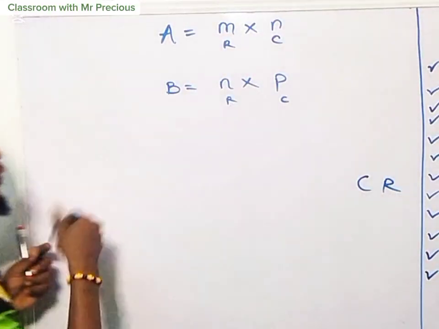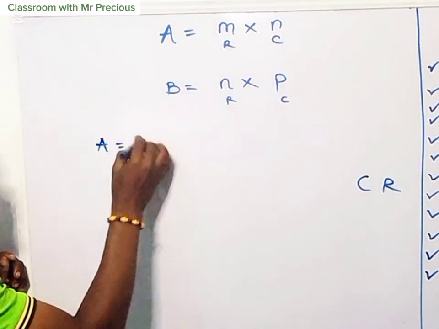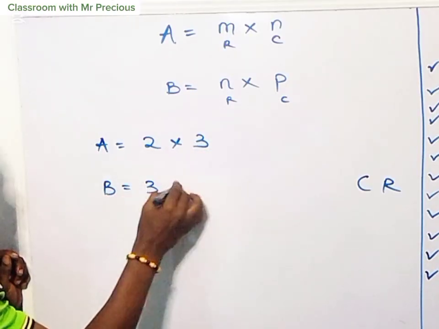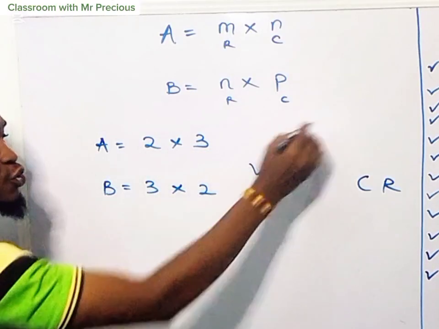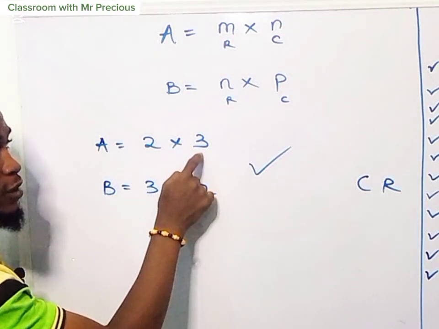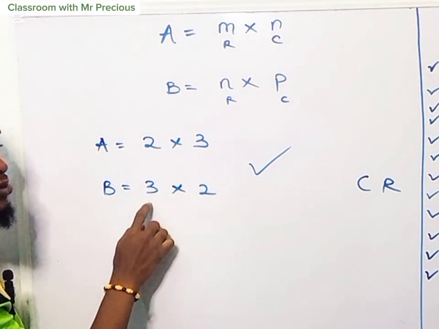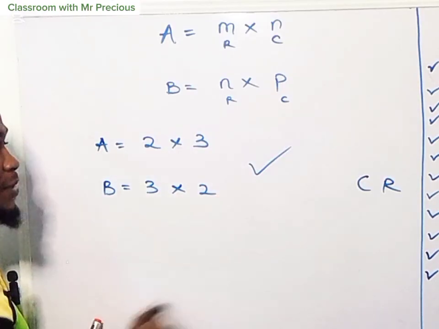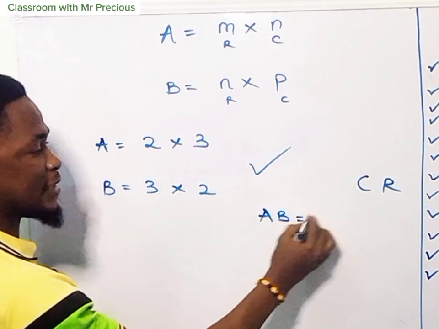So if you have, for instance, A as a 2 by 3 matrix and B as a 3 by 2 matrix, yes, these two can multiply because the column of A is the same as the row of B. So these two, AB, can multiply.